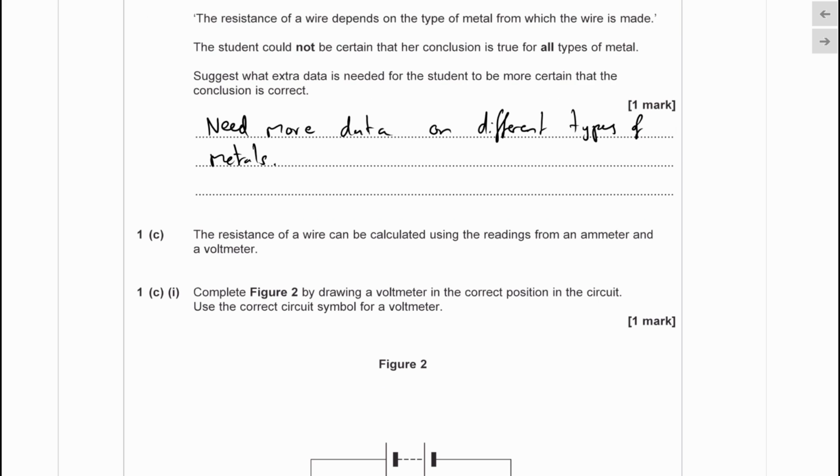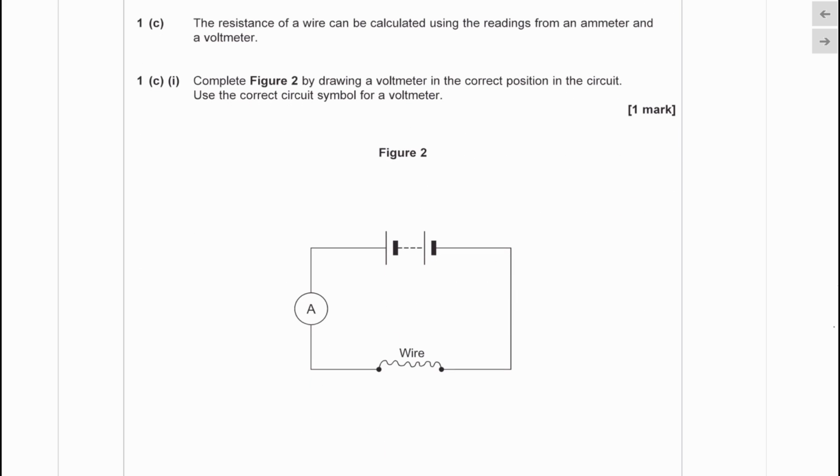So 1C, it says the resistance of a wire can be calculated using readings from an ammeter and a voltmeter. Complete figure 2 by drawing a voltmeter in the correct position in the circuit. Use the correct symbol for a voltmeter. So you should know that a voltmeter needs to be placed in parallel with what it's measuring, and we are going to be measuring across the wire, and the wire is labelled down here. So we need to put in parallel a voltmeter. A voltmeter has the symbol, which is very easy to remember, of V, and putting that in parallel with the wire is good enough for that 1 mark.